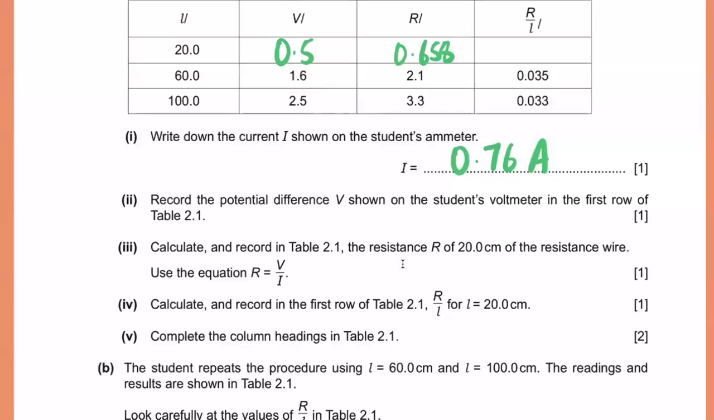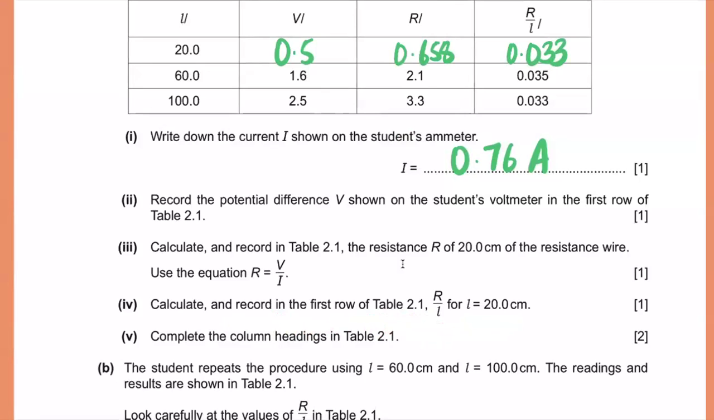And you can also see here that the column headings are missing. So that's also something we'll have to do. Calculate and record in the first row of the table R over L for 20 cm. So for my answer, I just divide by 20, which is 0.03289. So 0.033 is what I'm getting.